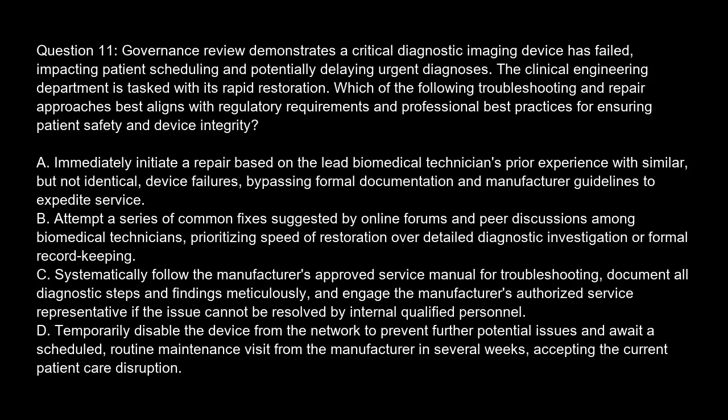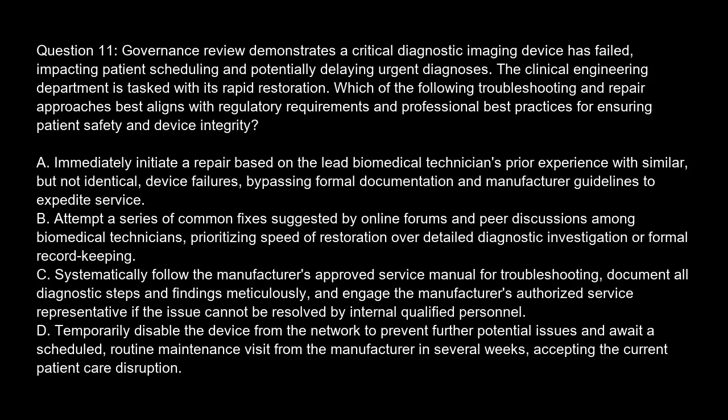Option A. Immediately initiate a repair based on the lead biomedical technician's prior experience with similar, but not identical, device failures, bypassing formal documentation and manufacturer guidelines to expedite service. Option B. Attempt a series of common fixes suggested by online forums and peer discussions among biomedical technicians, prioritizing speed of restoration over detailed diagnostic investigation or formal record keeping.